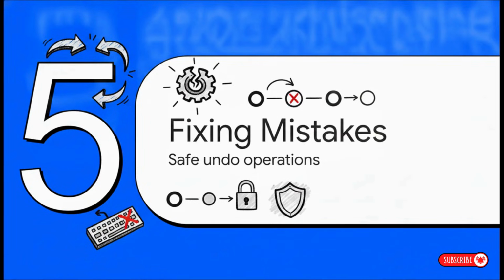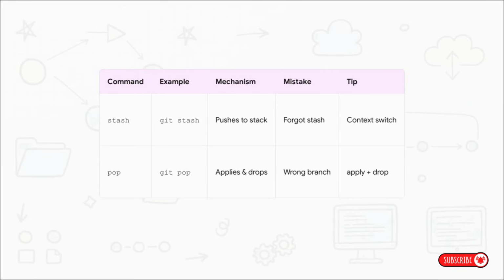Section 5. Fixing common developer mistakes. Look, it happens to everyone. What do you do when you inevitably break your production code or make a local mistake? Let's fix things safely. Imagine you're halfway through writing a super complex pipeline script, and suddenly your manager asks you to urgently fix a bug on the main branch.